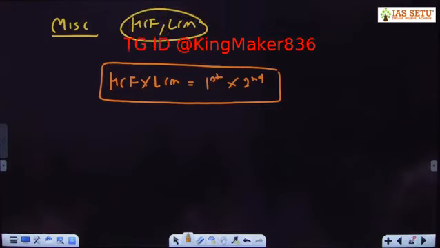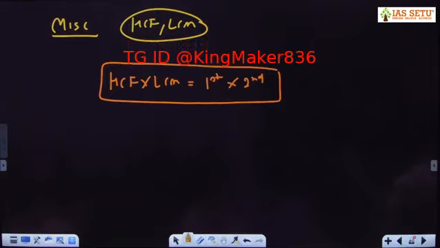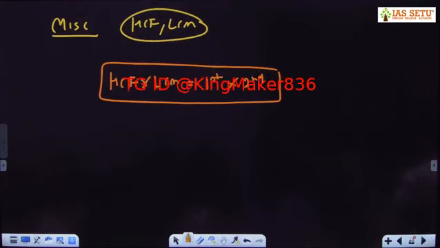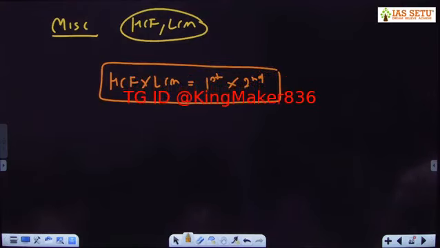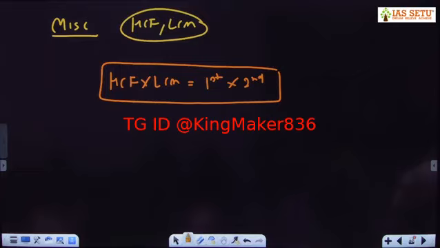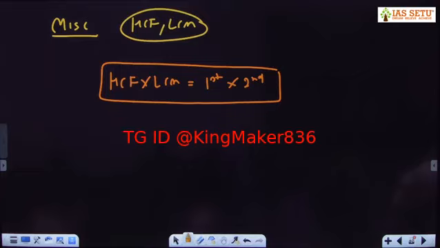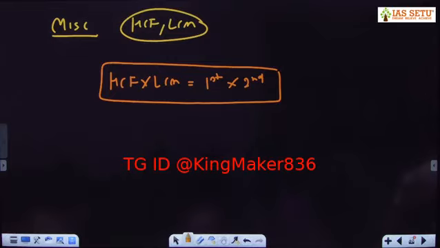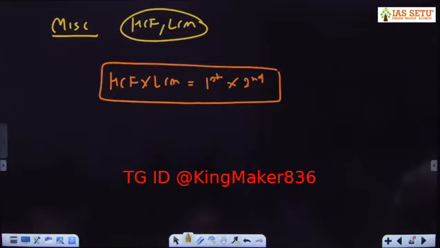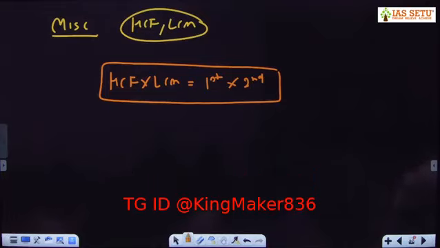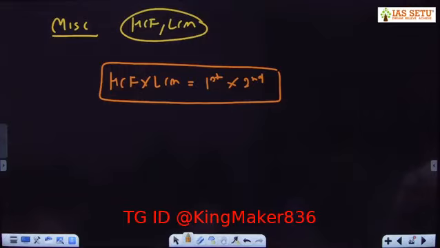I dictate. Multiplication of HCF and LCM of two numbers is always equal to the product of the given numbers, the product of the two numbers.